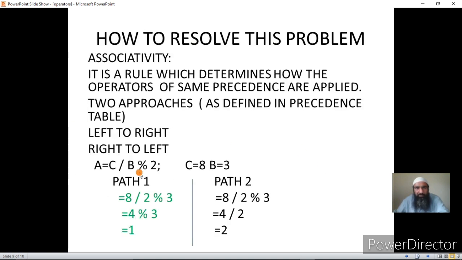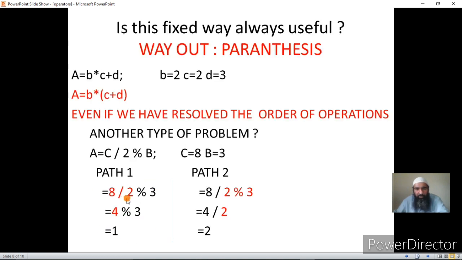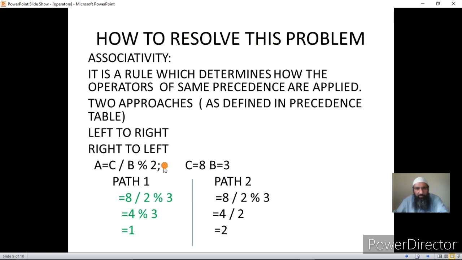Now how do we resolve the problem? We were in a fix: if we follow this path we get a different result, and if we use this path we get a different result. What is the way out? The way out is associativity. What does associativity tell? It is a rule which determines how the operators of the same precedence are applied. Two approaches, as defined in the precedence table.